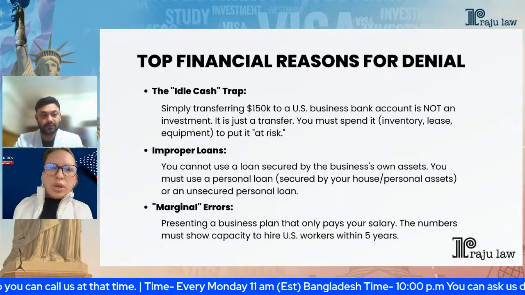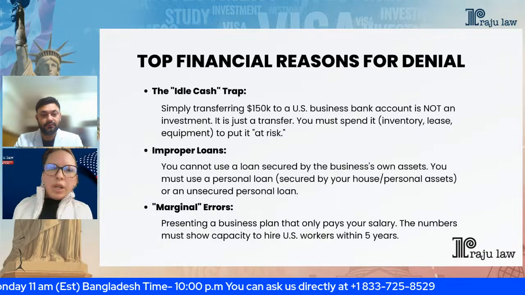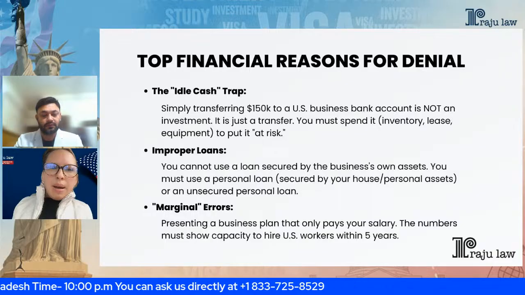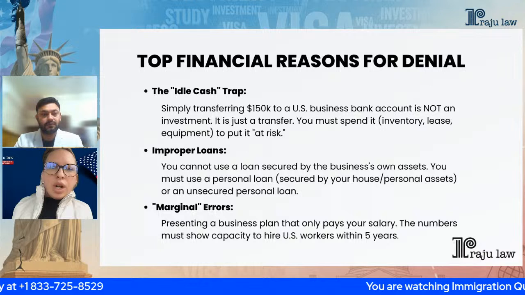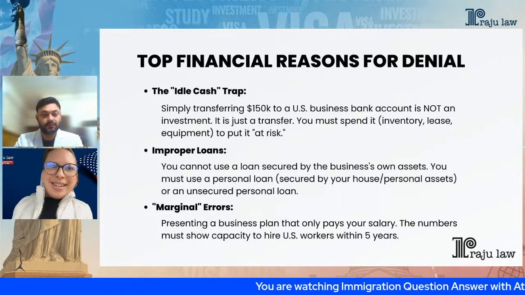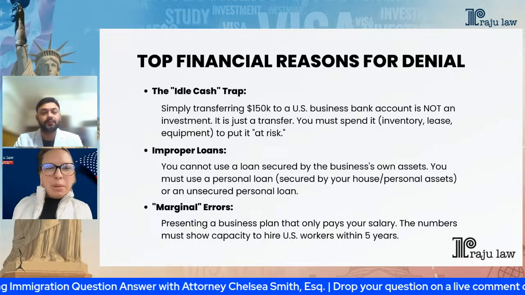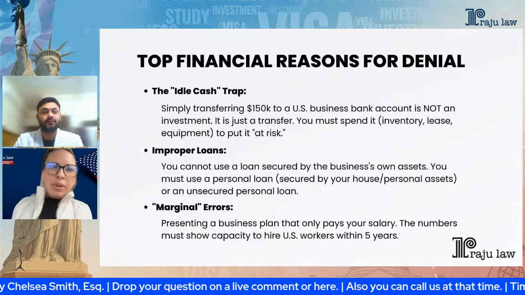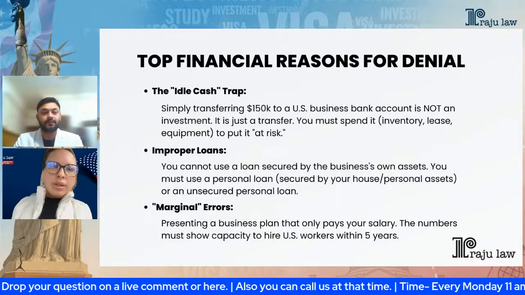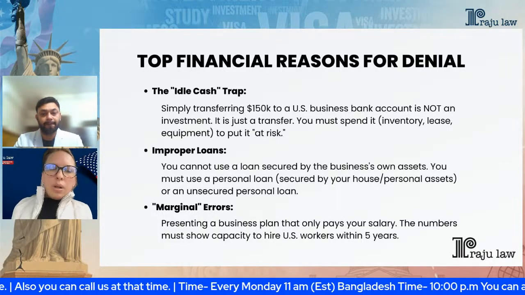And then we want to also avoid this concept of marginal errors. We don't want to see a business that is just paying day-to-day existence rates and salaries. We want to show that there is a potential for expanded capacity, that there is going to be an economic benefit. We've gone over that in much more detail on prior slides. So that will be one of the financial reasons for denial, is failing to show that U.S. benefit for the area, for the broader U.S. as a whole.